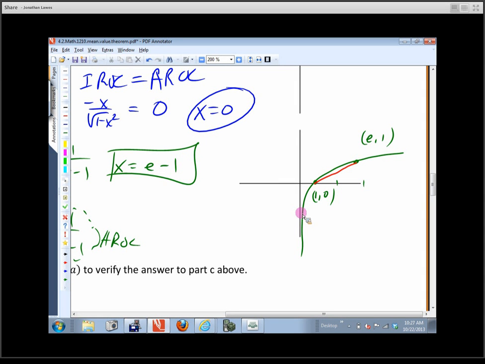And we just said that the average rate of change should equal the instantaneous rate of change at e minus 1. Well, e minus 1 would be about 1.7, right? So 1.7 would be about right here. Now, this is just a sketch, but does it look okay? Does it look like the derivative there would equal the average rate of change? Not too bad, right? Any questions?